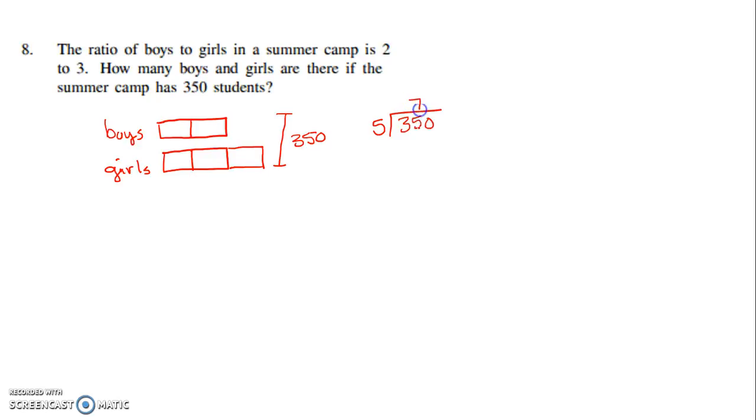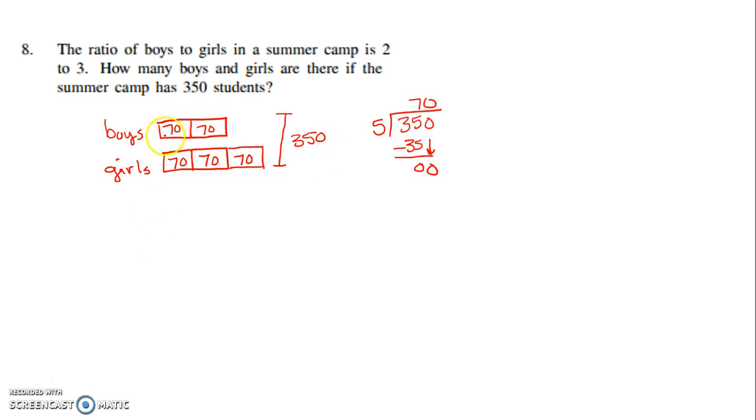5 goes into 35 7 times. 5 times 7 is 35. Bring down your 0. 5 goes into 0 0 times. Okay, so that means there's 70 students in each box. 70 times 1, 2, 3, 4, 5 gets you to your total of 350 students.